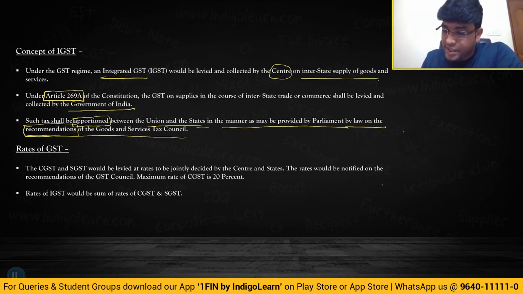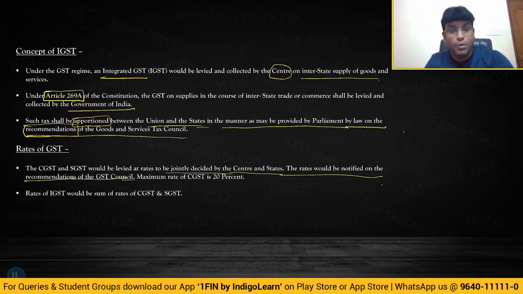Then, rates of GST. CGST and SGST would be levied at the rates to be jointly decided by the Centre and the state, and the rate would be notified on the recommendations of the GST Council. On the recommendation of the GST Council. And the maximum rate of CGST is 20%. 20% is the maximum rate of CGST.